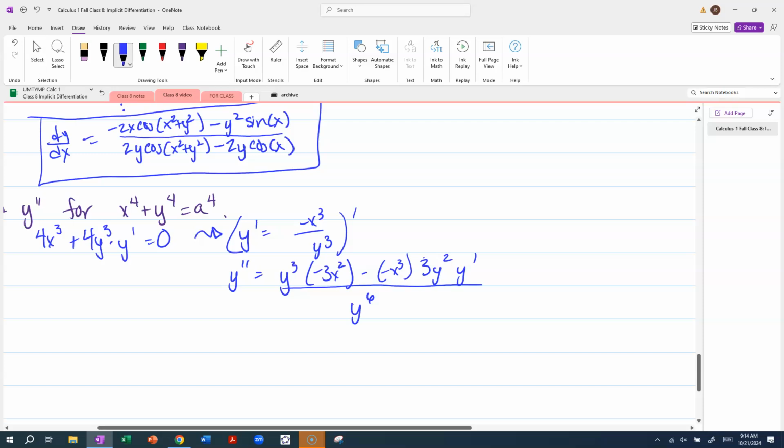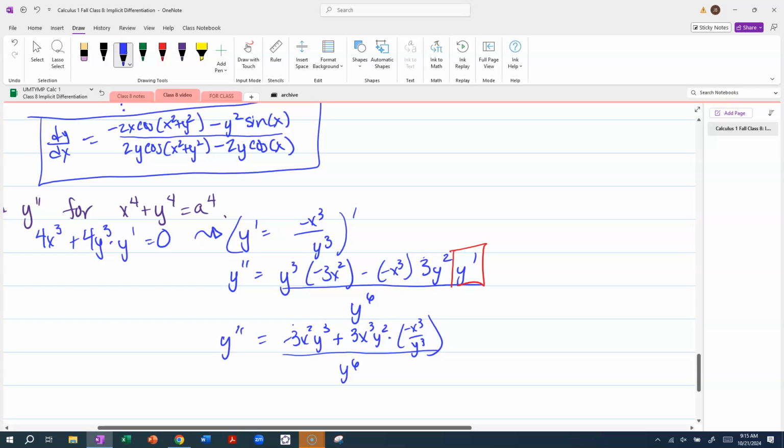Okay, so that looks annoying. But honestly, this answer would be okay other than the y prime. We need to replace that with what we know y prime is. So we can't just drop it and go. If I rewrite this, I'd have negative 3x squared y cubed plus 3x cubed y squared times negative x cubed over y cubed, and then all over y to the 6th.